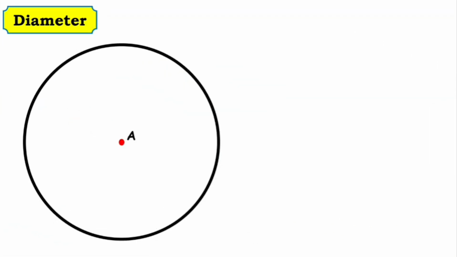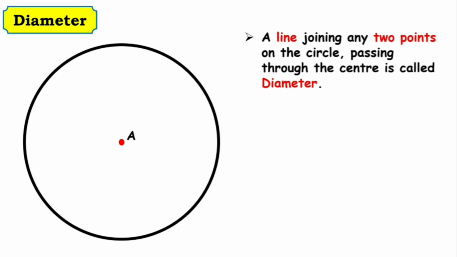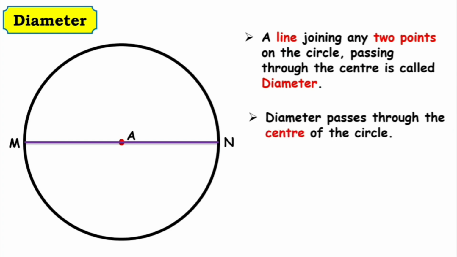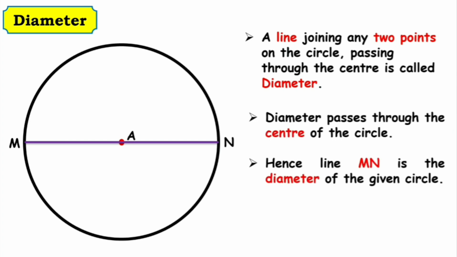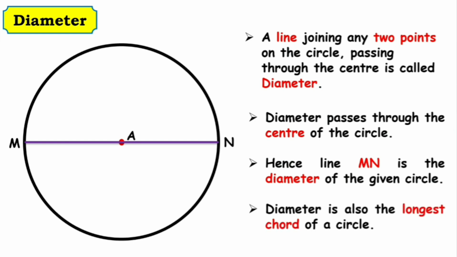Now, let us learn about diameter. A line joining any two points on the circle passing through the center is called diameter. So children, this is the center of the circle. And if a line passes through the center and joins any two points on the circle, it is called diameter. So children, always remember, diameter passes through the center of the circle. Hence, line MN is the diameter of the given circle. Diameter is also the longest chord of a circle.